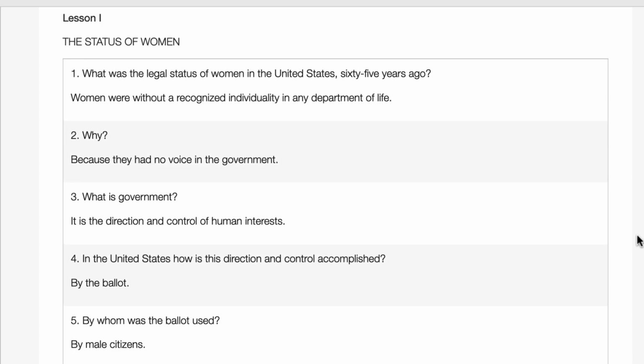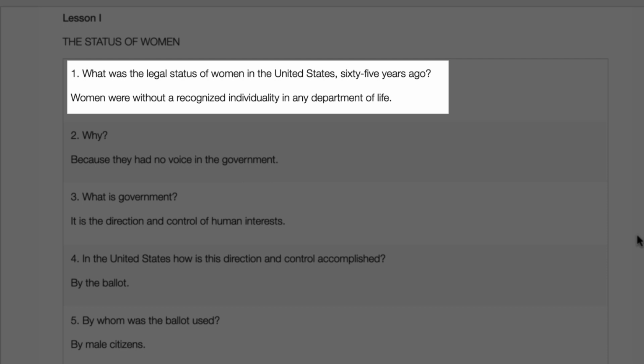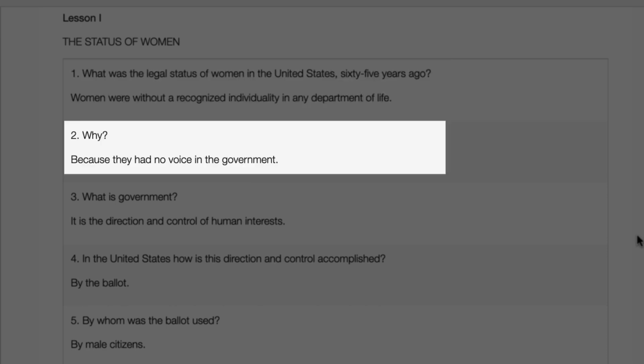But if we take an even closer look, we can tell that the very format tells us something too. Look at the way that this information is conveyed. It's conveyed in a kind of question and answer style, right? What was the legal status of women in the United States 65 years ago? That's the question. Then the answer: women were without a recognized individuality in any department of life. Why? Question, right? Answer: because they had no voice in the government.